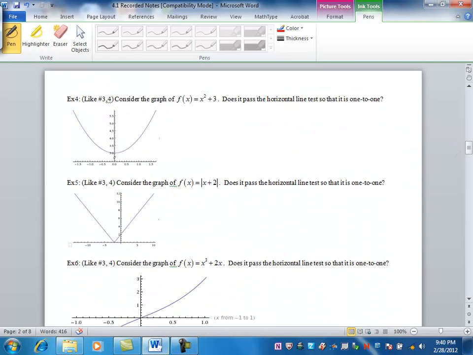So here's a few functions to consider. Do we pass the horizontal line test? No, not one-to-one. Looks like some kind of absolute value function here. The absolute value of x plus 2 equals f of x. Once again, does it pass? Nope. Not one-to-one.